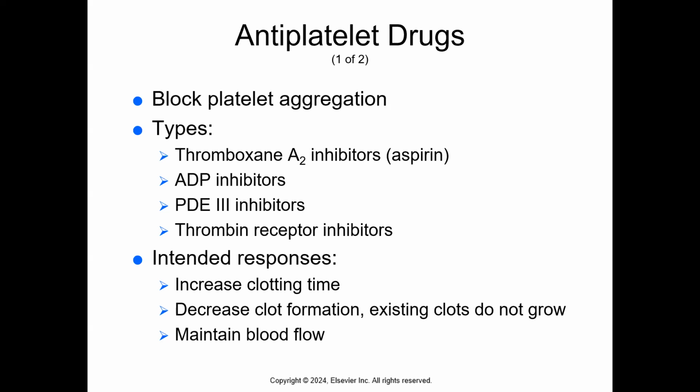Next, we have our antiplatelet drugs. These are used for primary and secondary prevention of clots in the brain and the cardiovascular system. They block platelet aggregation, or clumping. Aggregation just means the clumping of the platelets. Their intended response is to increase clotting time, decrease clot formation, and prevent further growth of existing clots. They're given by the oral or IV route. Fun fact, aspirin is one of these. Even though we talk about aspirin when we talk about NSAIDs, you can get aspirin in a tablet, a capsule, gum, or suppository form. There is a table in your book for these on page 310.